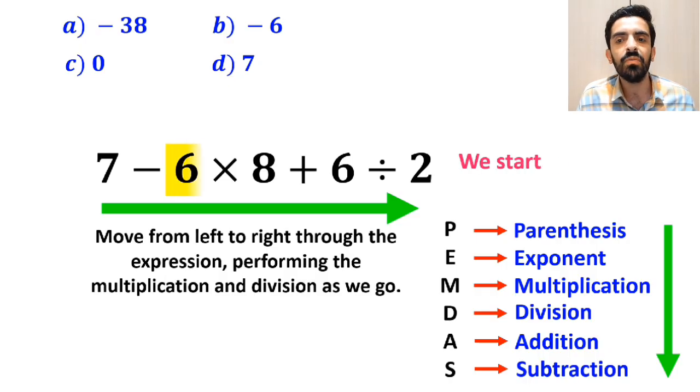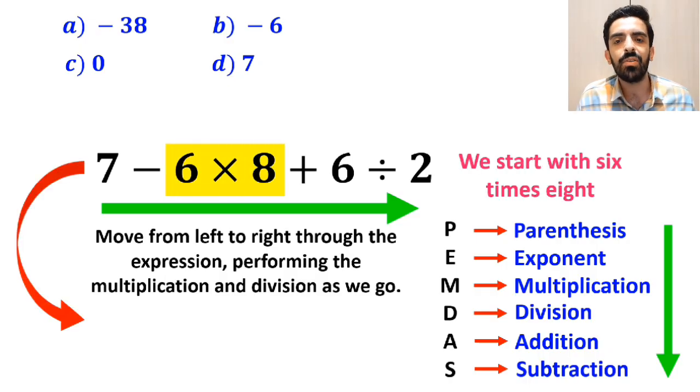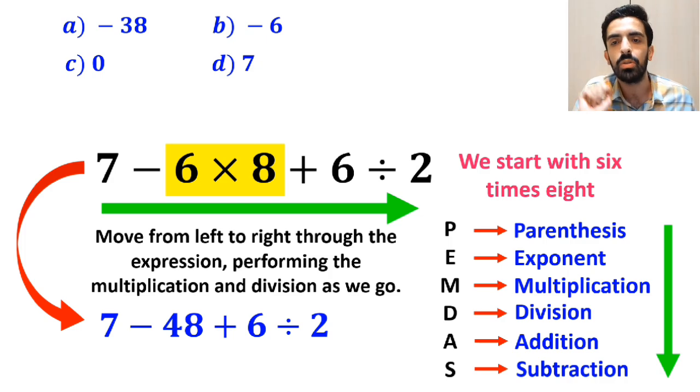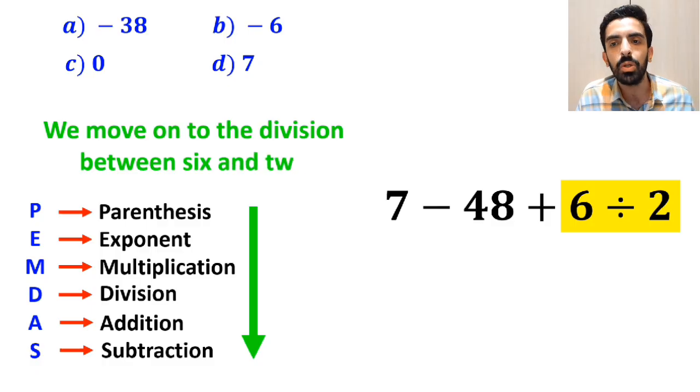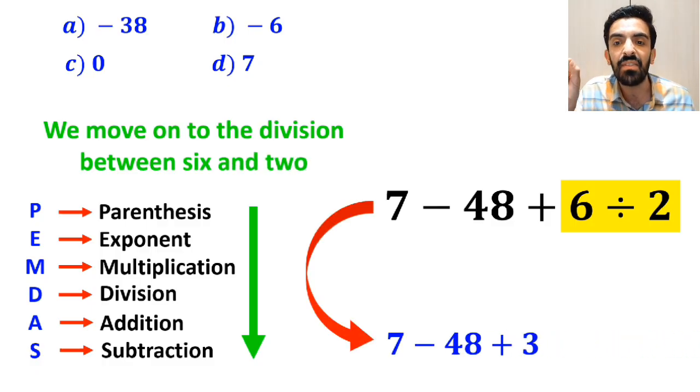So, first we start with 6 times 8 and write this expression as 7 minus 48 plus 6 divided by 2. And the next step, we move on to the division between 6 and 2 and replace this expression with 7 minus 48 plus 3.